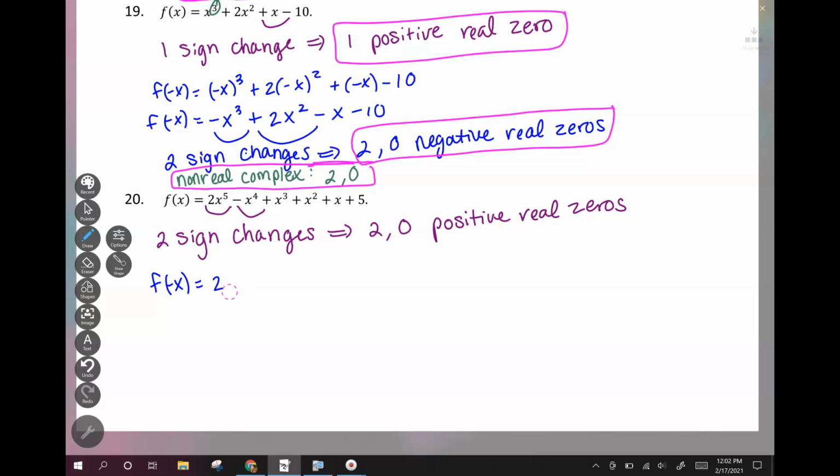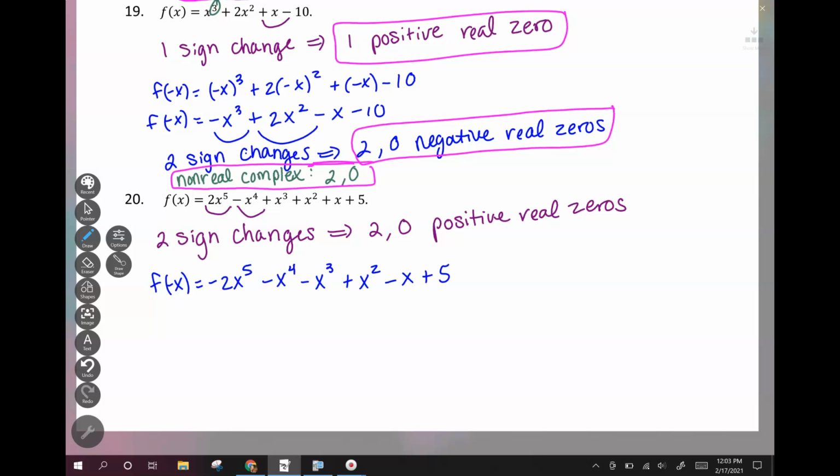So plug in negative x for x. Now you can actually just skip writing it down like that and just know that if it has an odd exponent, that is where the sign is going to change. So like this, because the exponent here is 5, the sign is going to change. Because the exponent is 4 here, the sign is not going to change. Right here, exponent is odd, sign changes. Even, sign does not change.